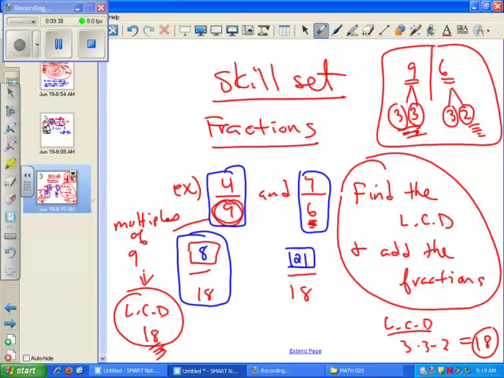Good, 21. And if you're wondering how that happened, all you have to do is say, how does 6 become 18? Times by 3. So if you multiply the bottom by 3, to keep it legal, you have to multiply the top by 3, and that's how you arrive at 21 over 18. So then we can go ahead and add those. 8 plus 21 is 29, and we got 29 over 18. No need to convert that to a mixed number. You can if you feel like it, but it's not necessary.